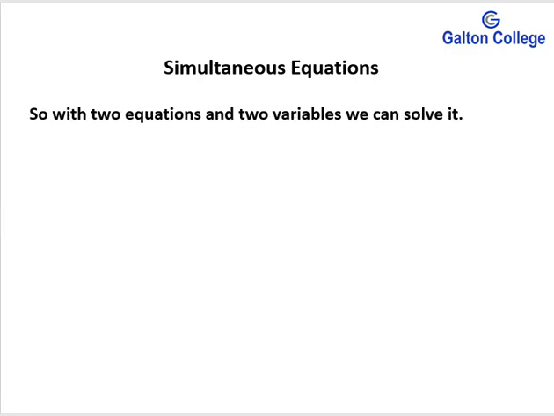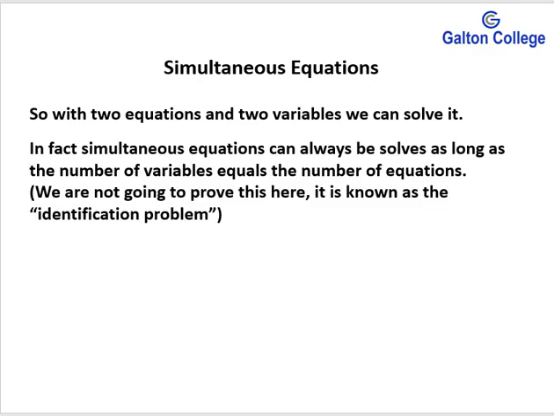So with 2 equations and 2 variables, we can solve that. In fact, simultaneous equations can always be solved as long as the number of variables equals the number of equations. We're not going to prove it here. It's sometimes known as the identification problem or identification issue. We need the equations identified. So each equation, in a sense, gives us a solution to one of the variables. So if we have 3 variables, we need 3 equations. If we have 4 equations, 4 variables. You get the idea.